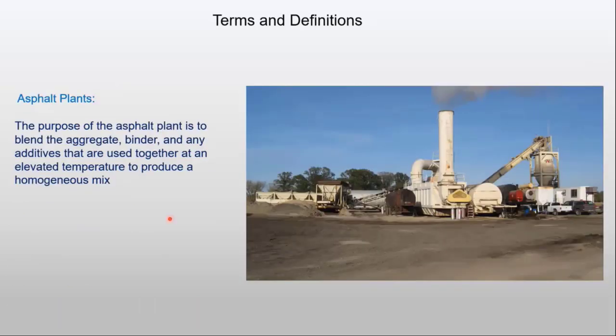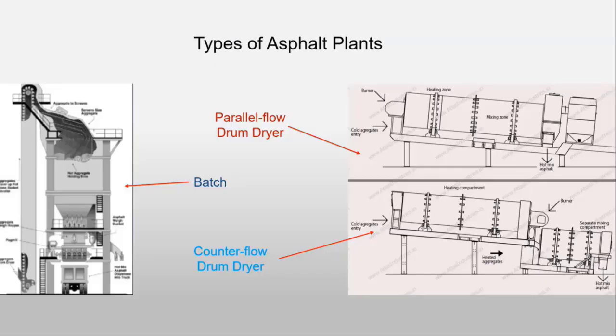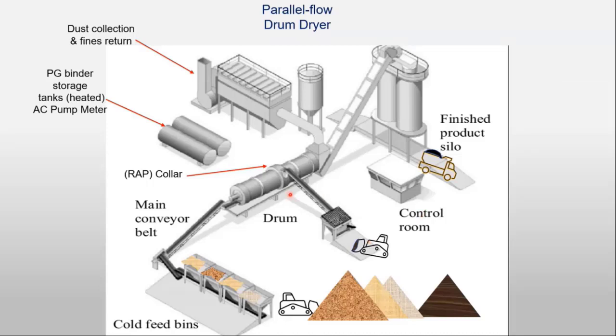An asphalt plant, what does it actually do? The purpose of an asphalt plant is to blend the aggregate, binder, and additives together at an elevated temperature to produce a homogeneous mix. There are several types of plants out there. Years ago you probably saw more batch plants, as you see to the left here, but now you see more the drum dryer types, and there's a parallel flow and a counter flow. Mostly what you see out there is parallel flow, like this one here.